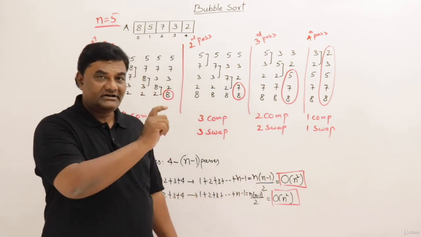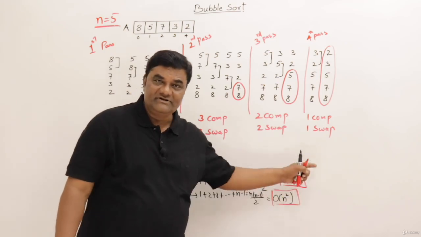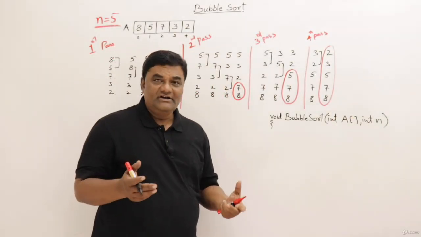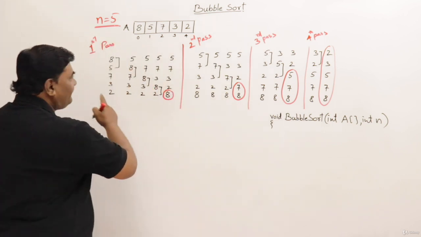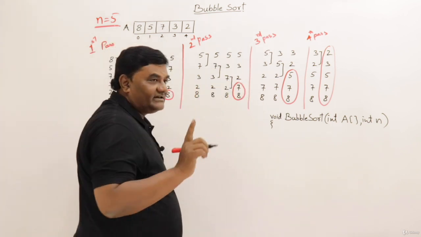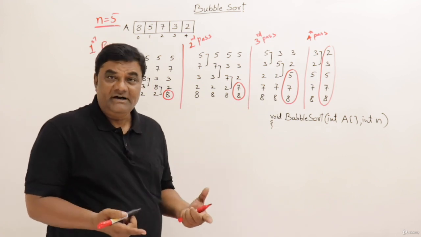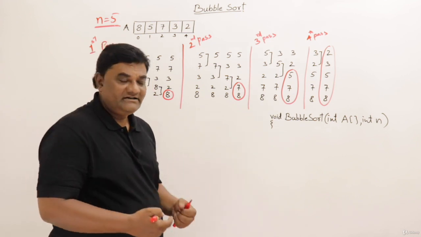Now I will remove these things and just write a piece of code showing the working of bubble sort. I have a function for bubble sort. What is the work we are doing in this one? We are performing n-1 passes, so we have to repeat something, that is passes, n-1 times.